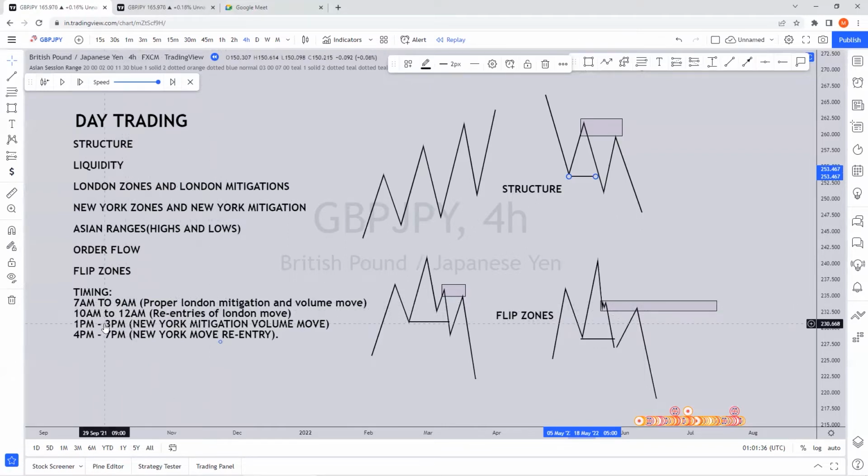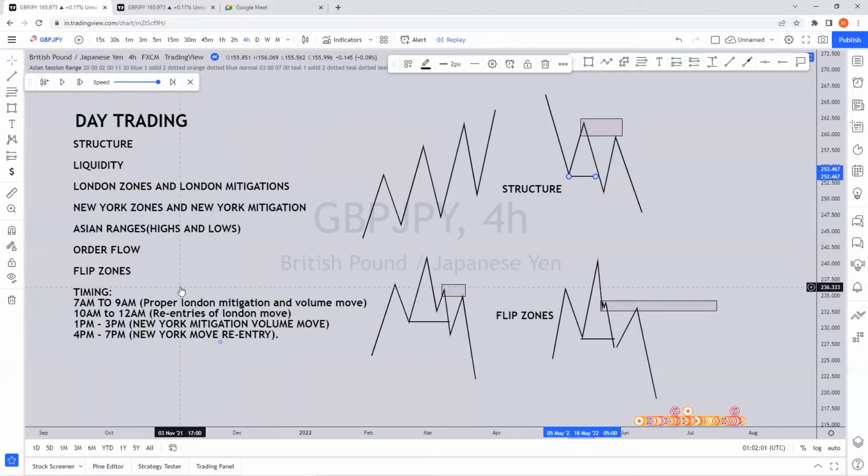Then also, if you want to catch the New York move, ensure that you're on seats from 1 to 3 p.m. That is when you have New York mitigation and New York volume. You have New York movement. But any trading you do between 4 p.m. and 7 p.m. at night is actually New York move re-entry, whatever move has started in New York, the re-entries that you want to catch.